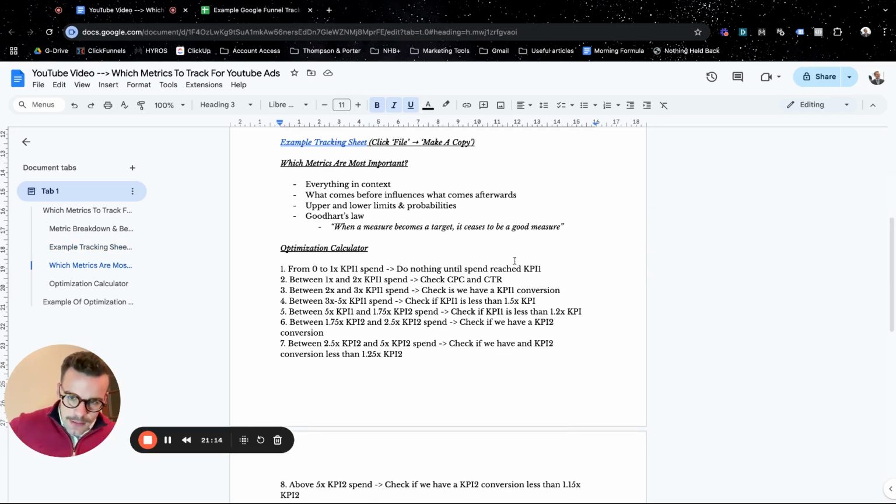And then this is kind of an optimization calculator. I'm not going to go through the calculator. I'm going to go through the example because this makes my head crack trying to explain this, and I've already done a lot of talking already. So essentially, if you're running a VSL call funnel, KPI 1 will be lead, KPI 2 will be call. And so you can run through this matrix and figure out when you should be pausing ads, when you should be pausing campaigns based on this example.